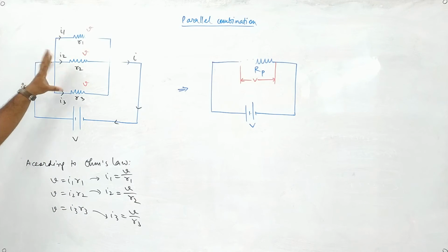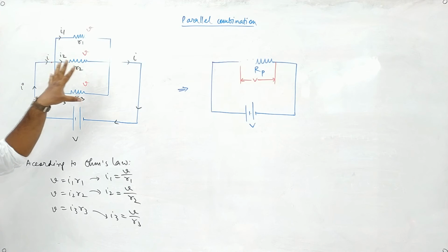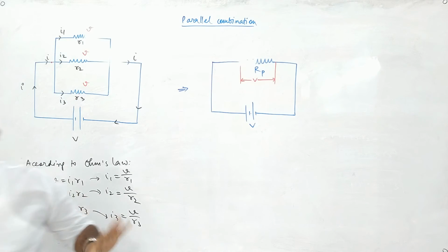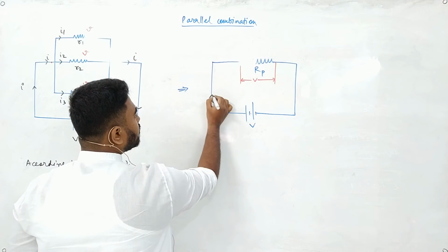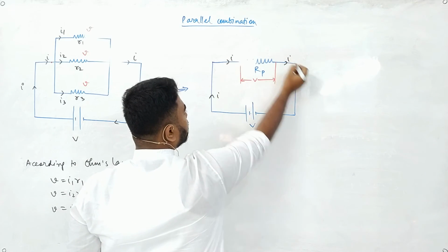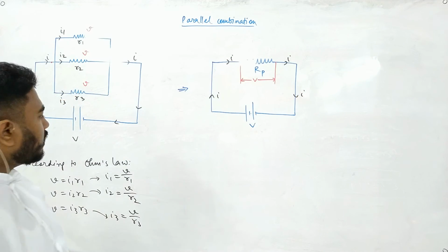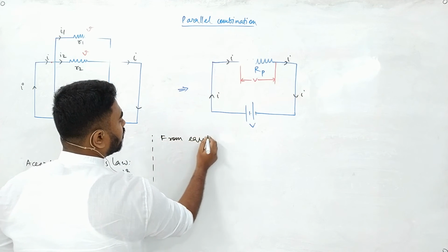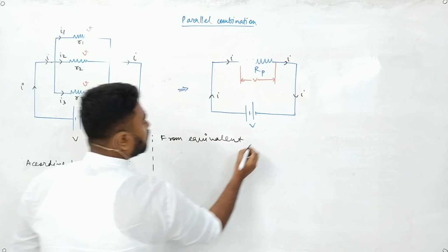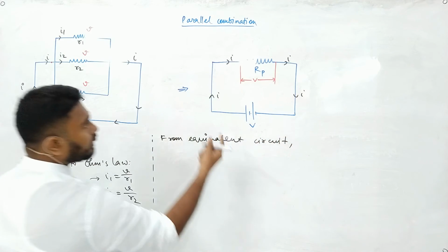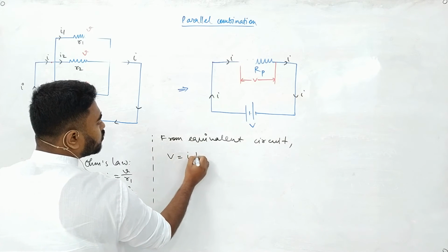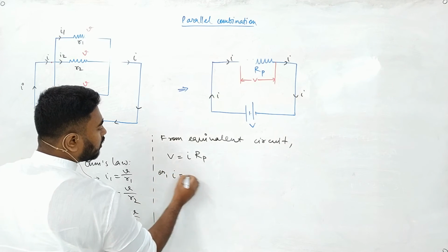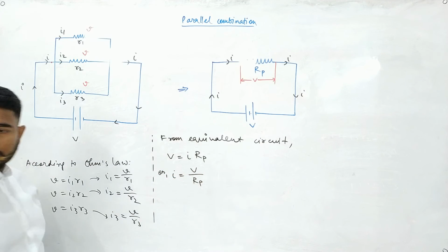Now, if it is considered to be having only a single resistance, then I current will pass through that. Now, if there are branches, the I is dividing. If there is no branch, then we will consider it as only I current will flow through it. Right? So from the equivalent circuit, can I write that V equals I times R parallel, or can I write I equals V by R parallel? Can I write this?